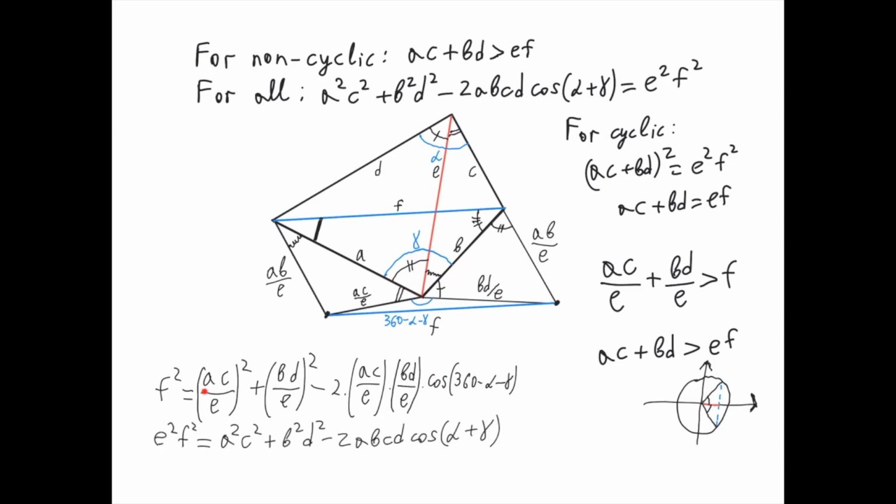Now we take this equality, we replace cosine of 360 minus alpha minus gamma with cosine of alpha plus gamma, and we multiply both sides by E squared. Then we get E squared F squared on the left-hand side, and on the right-hand side we get A squared C squared plus B squared D squared minus 2 times ABCD times the cosine of alpha plus gamma, which is exactly what we needed to prove. This is called Bretschneider's theorem for the quadrilateral.